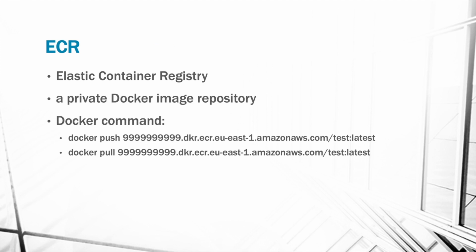Okay, the first thing I want to talk about is the ECR. ECR is the Elastic Container Registry. It is the private Docker image repository for your AWS account. Once you have built a Docker image, you can push the image into ECR or pull it from ECR. This is some sample command to push the image into and pull it from the repository.